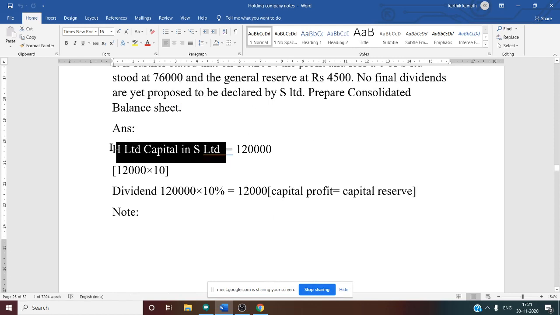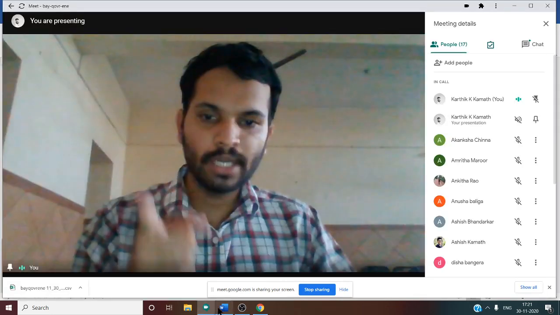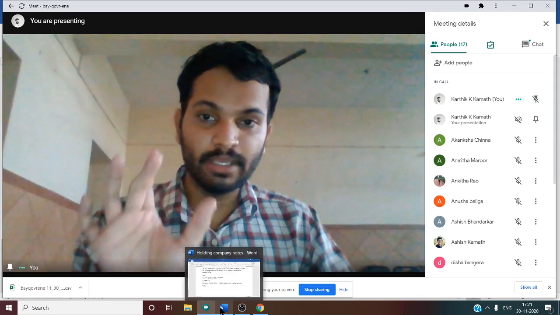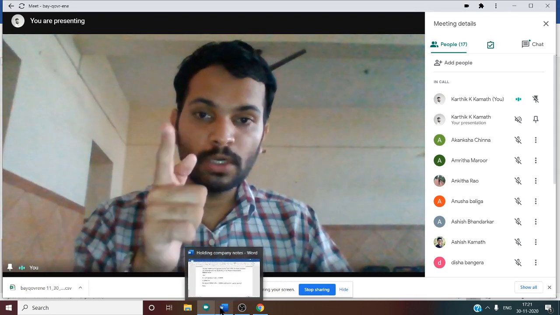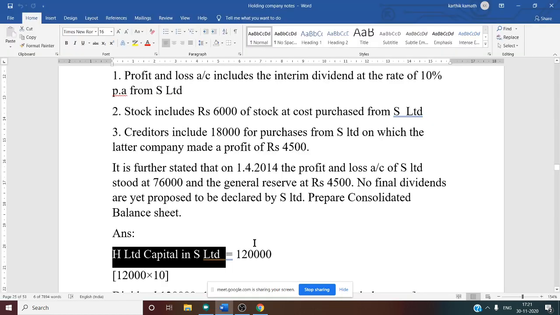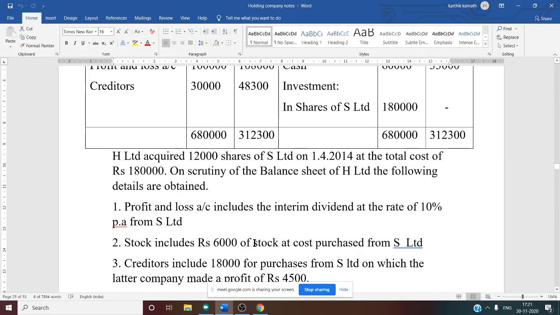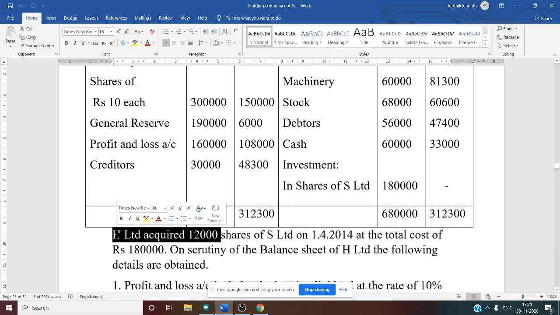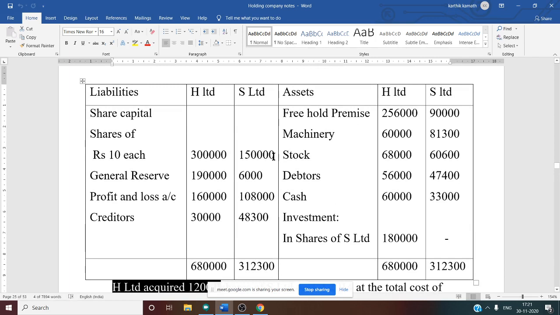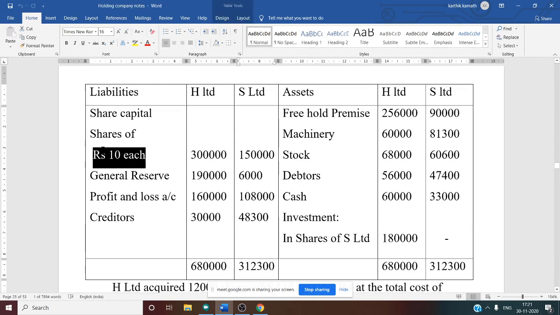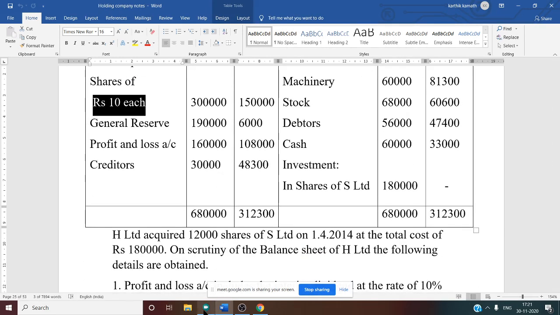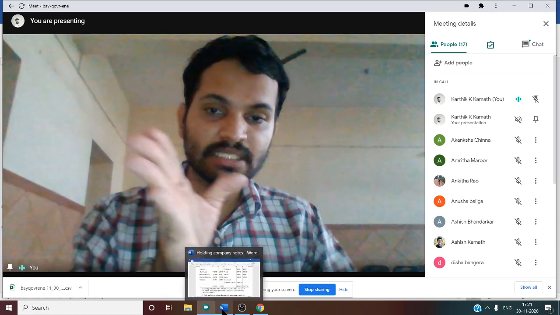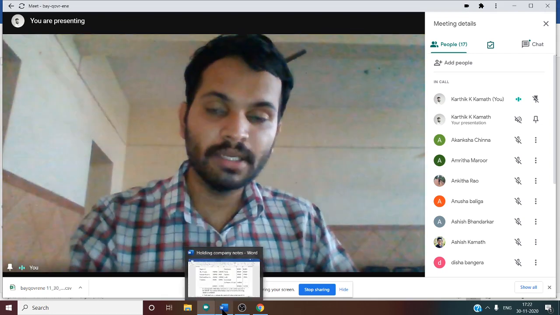Holding company capital in subsidiary company. How to get the holding company capital in the subsidiary company? First we want to know how many shares the holding company acquired in the subsidiary company. For that, let us see the question once again. How many shares has it acquired? 12,000 shares, given in the adjustment. To get the number of subsidiary company shares, 1,50,000 divided by the paid up value of 10 gives 15,000. Out of 15,000 shares of the subsidiary company, 12,000 were acquired by the holding company.